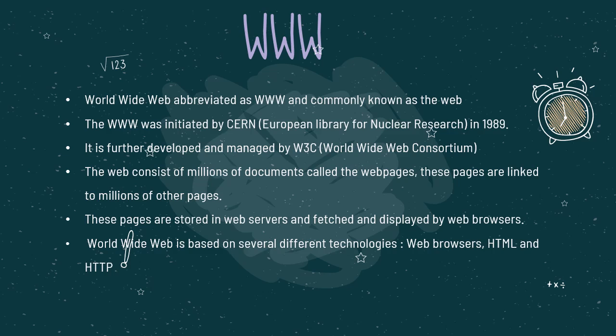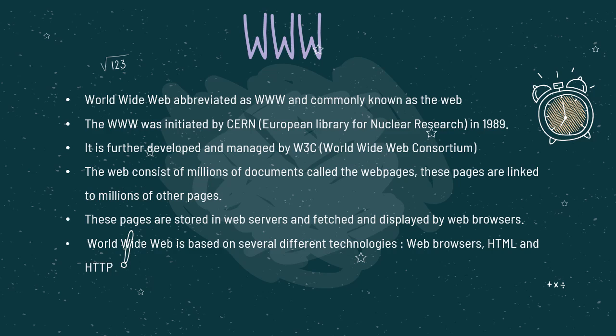The web or World Wide Web consists of millions of documents called web pages. These web pages are linked to millions of other web pages, thereby forming a network or a web like a spider web. It's going together to form a web of documents. These pages are stored in web servers and are fetched and displayed by web browsers.